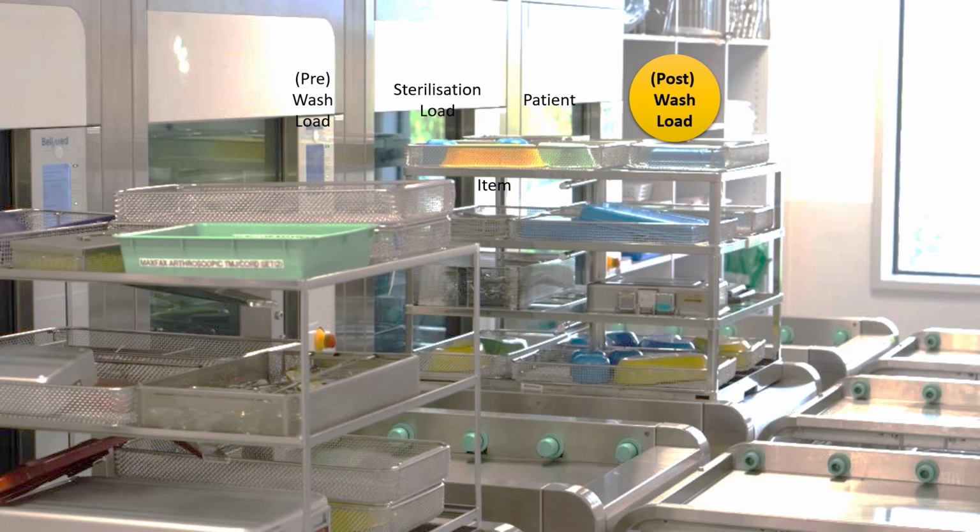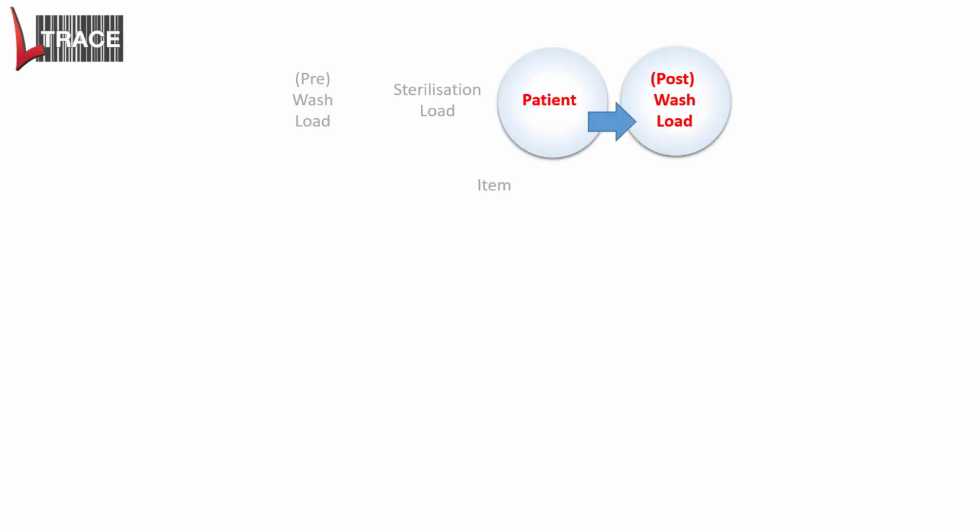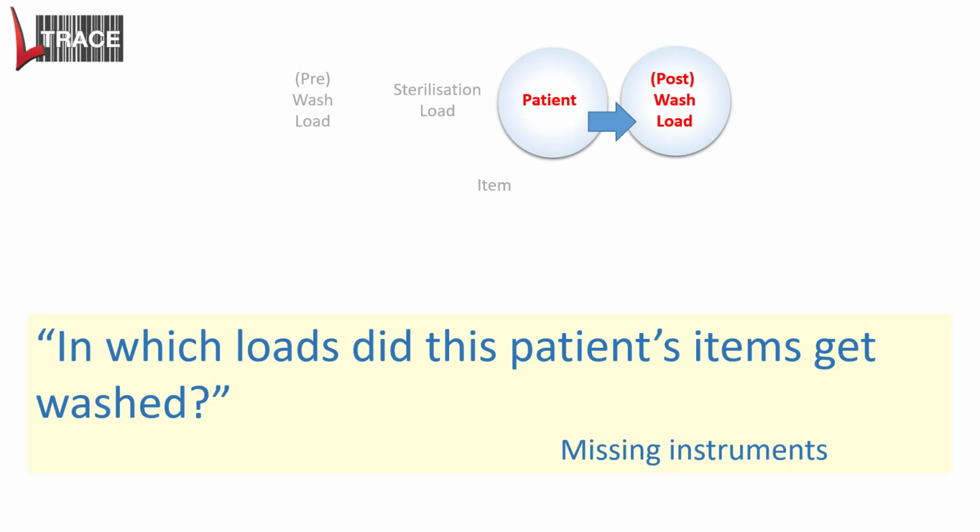Now let's have a look at the wash load after an item's been used. At this stage, you'll notice that the wash load before sterilisation, linking it to the patient, and then the wash load after, is basically a complete cycle within the sterilisation of an item. So we can look at the patient to the wash load after, and see in which loads this patient's items got washed, and that becomes really handy for missing instruments. You can tell which wash loads you need to be looking at if you want to track down a missing pair of scissors or whatever the case may be.